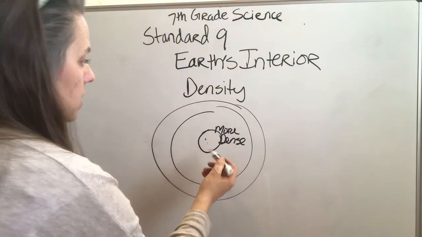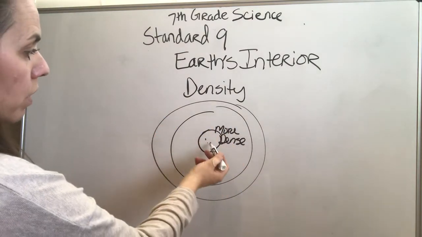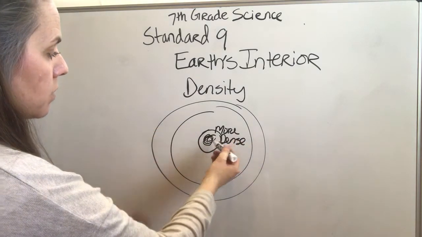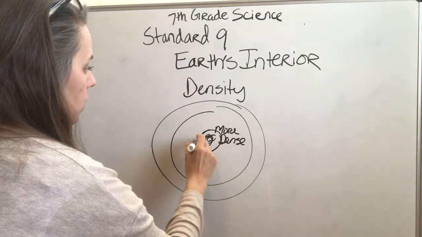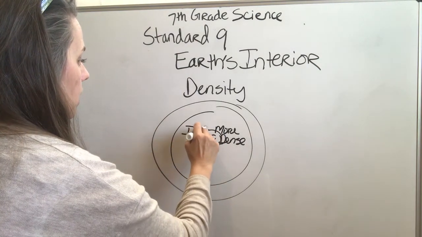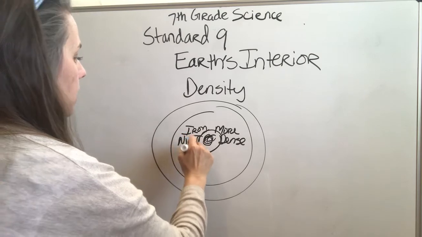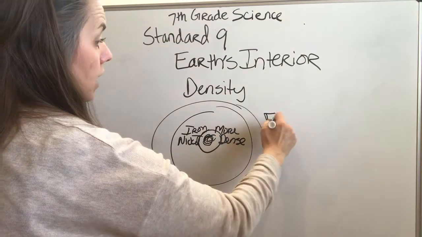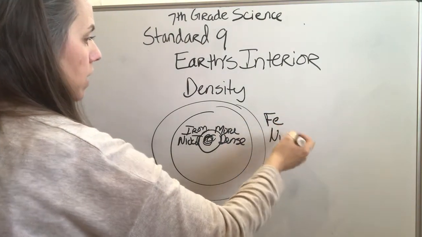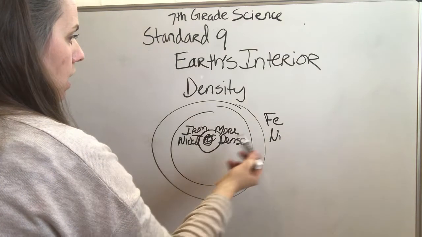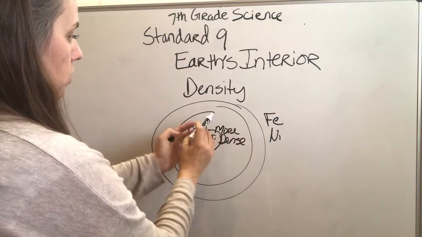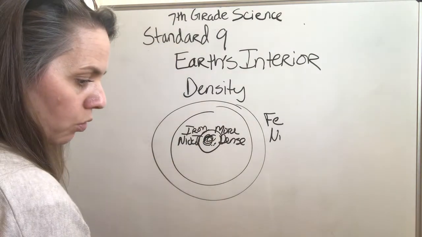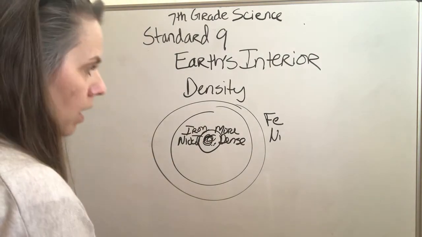And that's because the gravitational pull is working upon the things in the center and pulling the more dense substances to the center. So we know that this is iron and nickel in the middle. The iron is an atom and nickel is an atom, and those have mass to them, and those are the most dense substances here in the center of the Earth. That's what the inner core is made out of.